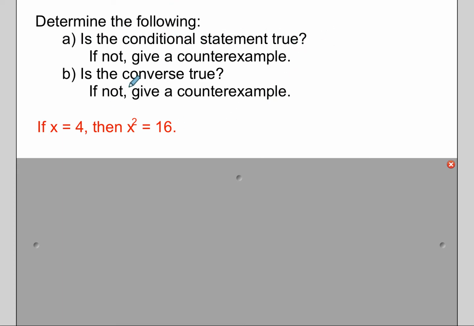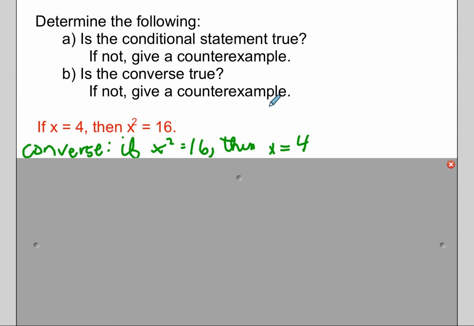What would the converse say? The converse, and I'll write this out, would be: if x squared equals 16, then x equals 4. Now, is that statement true?